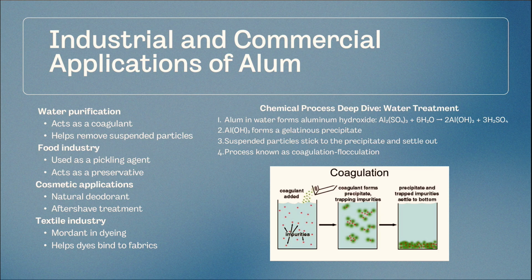Let's focus specifically on its role in water treatment, as this is one of the most important applications. When alum is added to water, it undergoes a chemical reaction forming aluminum hydroxide. This forms a gelatinous precipitate that acts like a net, capturing suspended particles as it settles. This process, known as coagulation flocculation, is crucial for providing clean drinking water to millions of people worldwide.